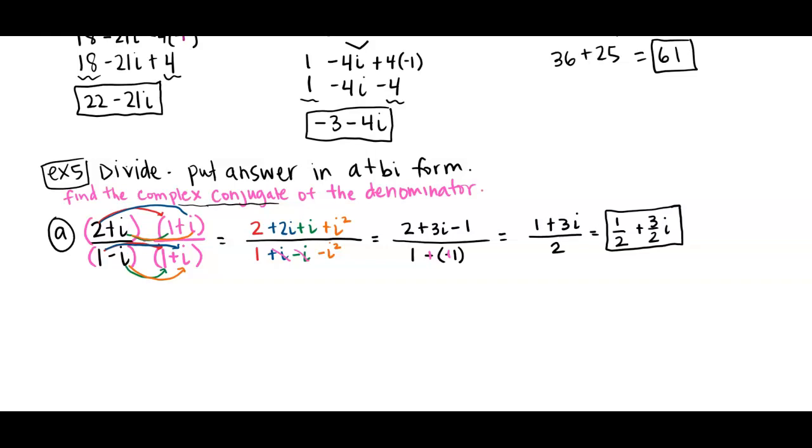And then I need to separate these out because remember, I still need it in this form of a plus bi. And so I'm going to divide both parts by the 2 so that I can still have it in that form. So here's my a is 1/2 and 3/2 is my b, right? And then the i. So if you left it here, just keep going one more step and separate it out so that we have it in that a plus bi form. Okay.